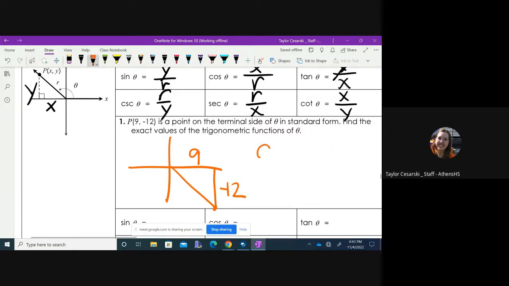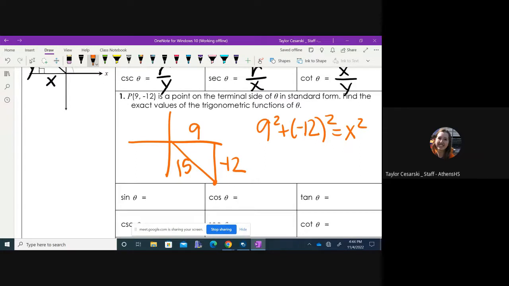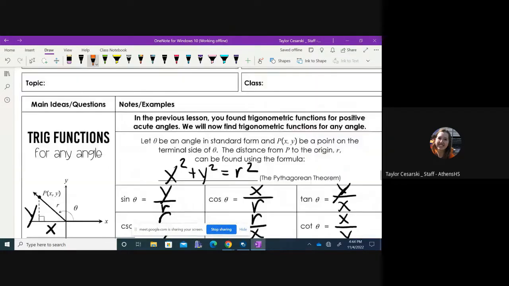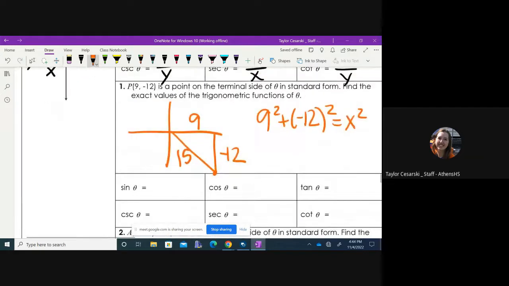We do need to use Pythagorean theorem to find our hypotenuse. And that ends up being 15. From there, it's the exact same thing you just did. Just like we did in the previous ones, it's just now our quadrants. We have to take into account the negatives here. So sine is opposite over hypotenuse.